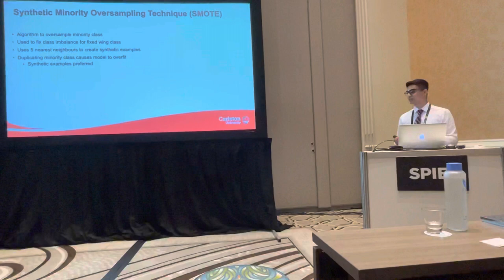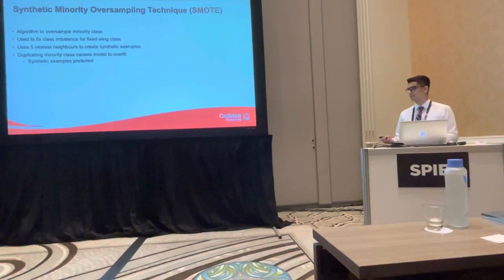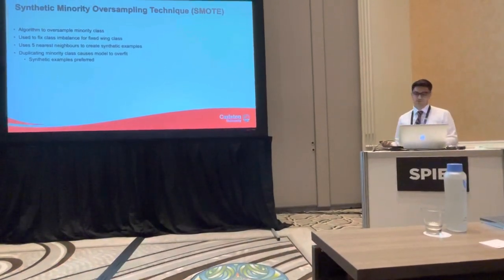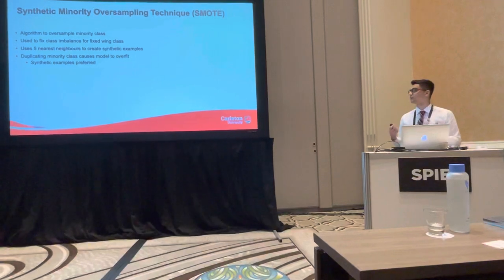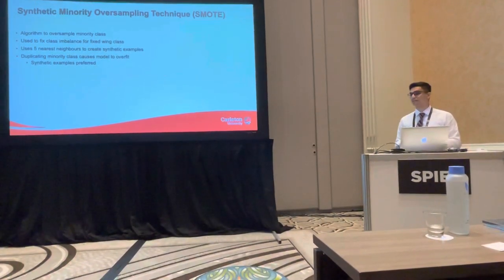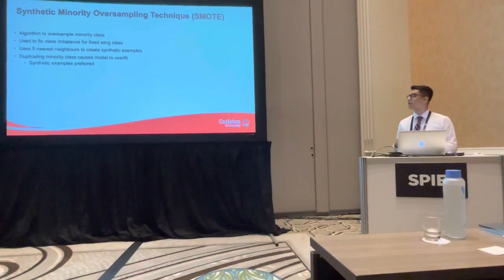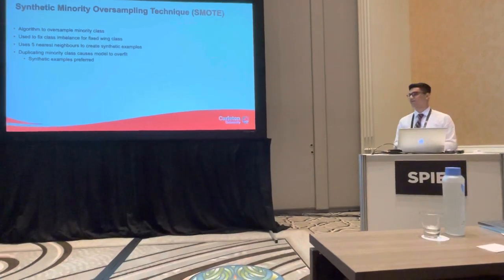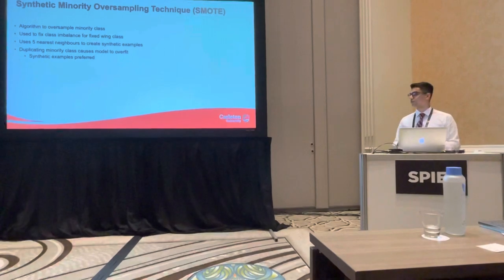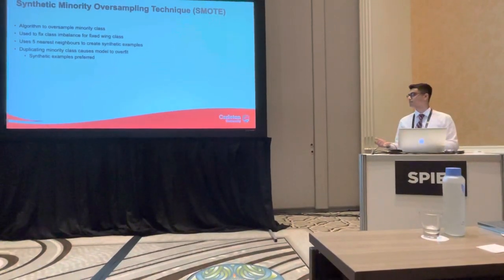SMOTE basically uses the nearest neighbors to a fixed wing sample to create a synthetic example. This is basically how we oversampled the minority class, which is fixed wing, and tried to improve our models. This is much more preferred than just duplicating fixed wing samples, because then it would lead to the models being overfit. If an X position is at 20 or something, it may not just be a fixed wing drone, but by synthetically creating more examples, it's much less prone to overfitting.